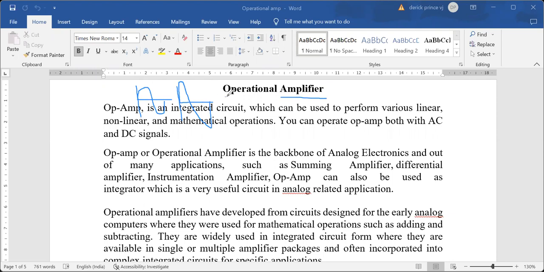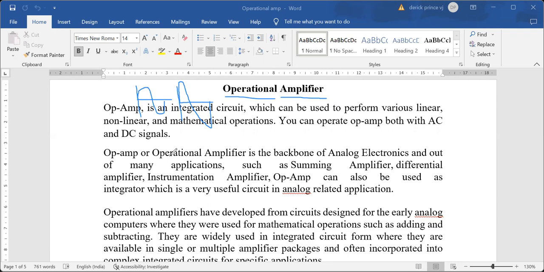What is an operational amplifier? An operational amplifier can do mathematical and arithmetic operations like subtraction, addition, multiplication, summing, differential, all called operational amplifier. The magnitude of the output can be raised as well as the polarity can be changed.